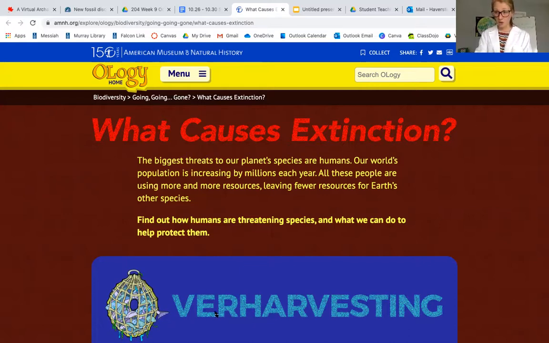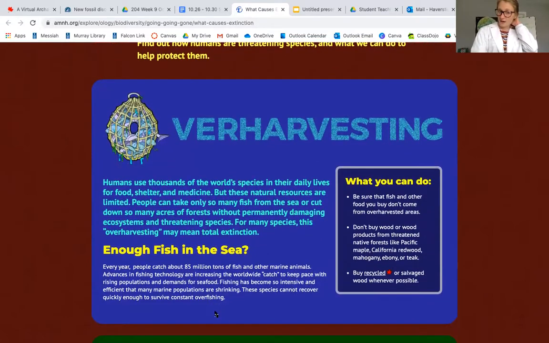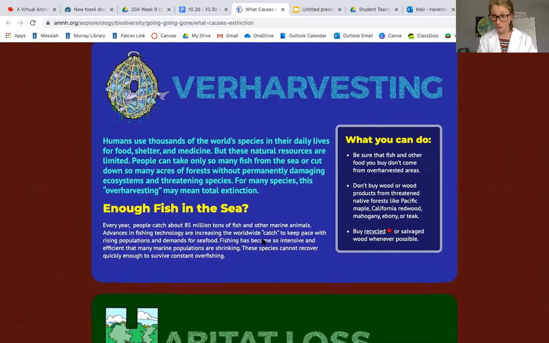The first one is called over-harvesting. Humans use thousands of the world's species in their daily lives for food, shelter, and medicine. But these natural resources are limited. That means that there's only so many of them. People can take only so many fish from the sea or cut down so many acres of forests without permanently damaging the ecosystems and threatening species. For many species, this overharvesting may mean total extinction.